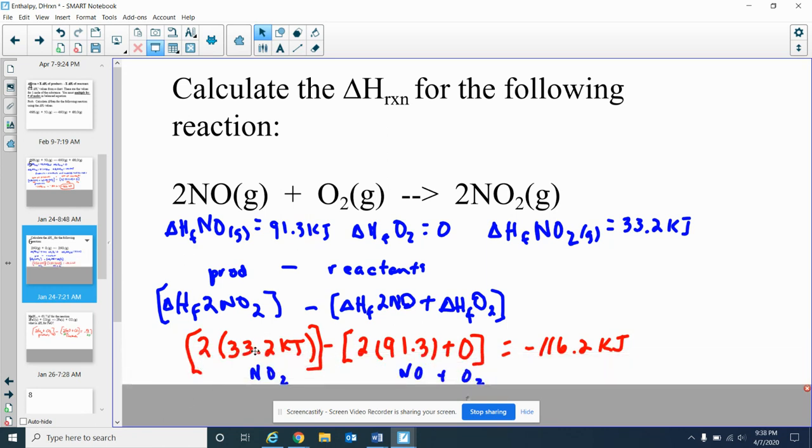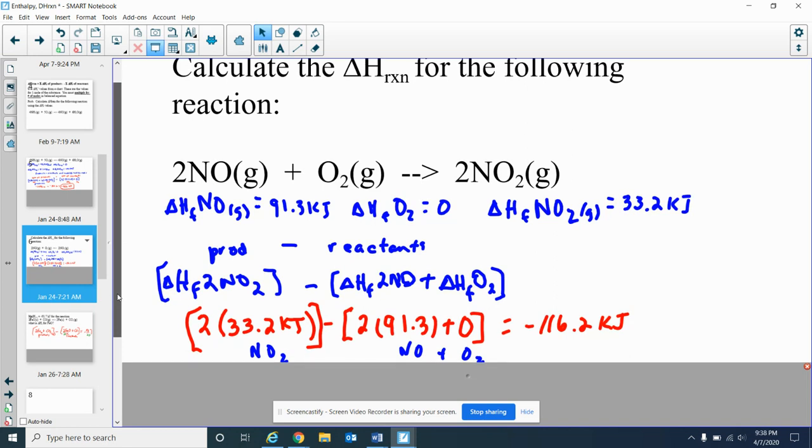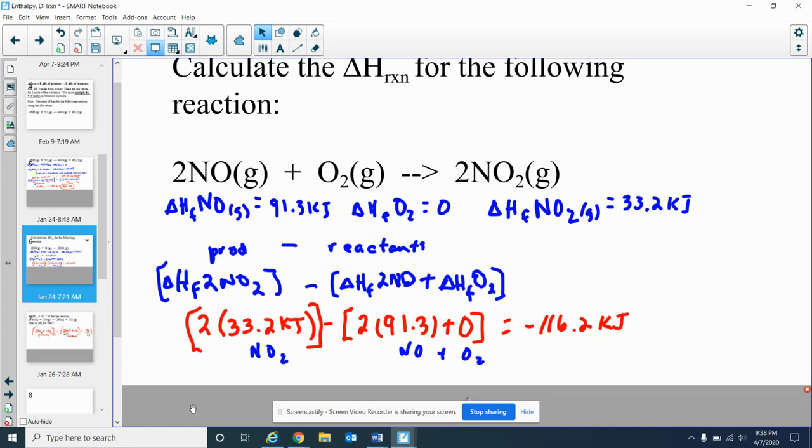So it will just be 2 times 33.2, the value for the NO2, minus 2 times 91.3, the value for the NO, and I multiply and subtract that, and I get negative 116.2 kilojoules. So once again, this reaction is giving off this much heat because it's negative, when 2 moles of NO reacts with a mole of O2 to form 2 moles of NO2.